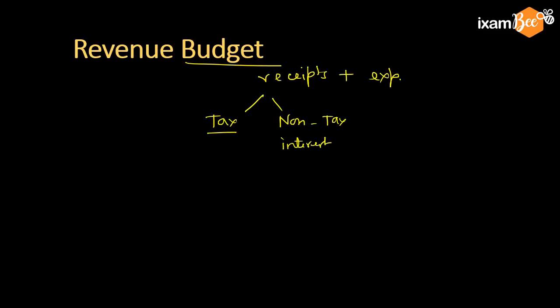If government has given interest to someone, maybe sometime to some other countries also, or it can be dividend of government investment, government shares in some companies. So these are non-tax kind of revenue. Tax revenue is always the bigger part, and then expenditure. So this comes in revenue budget.